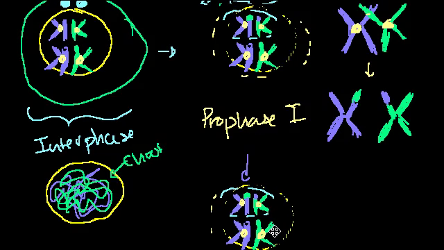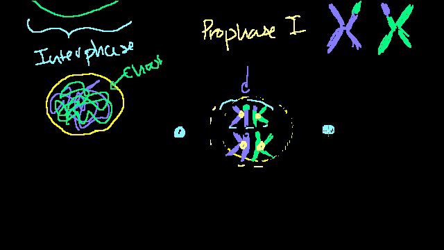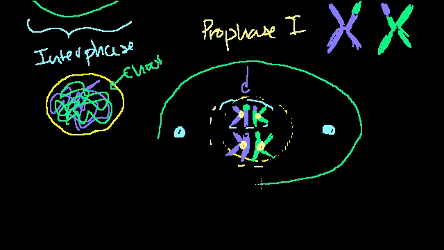The nuclear envelope is now gone. The centrosomes have gone to opposite sides of the cell itself. Maybe I should draw the entire cell now that there's no nucleus. Let me erase the nucleus a little bit better than I've done. Let me erase all of that.